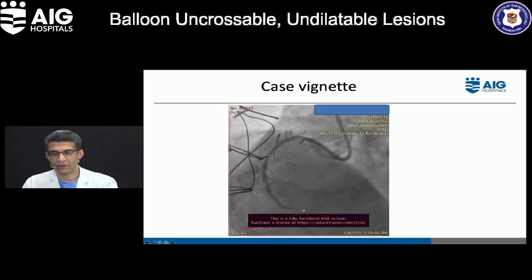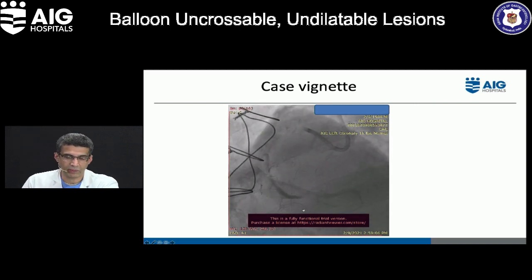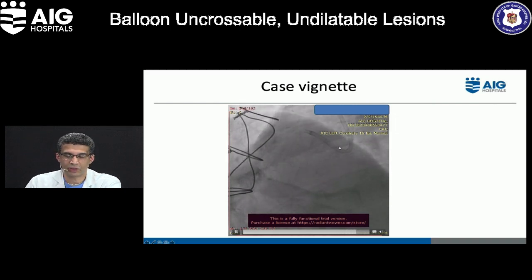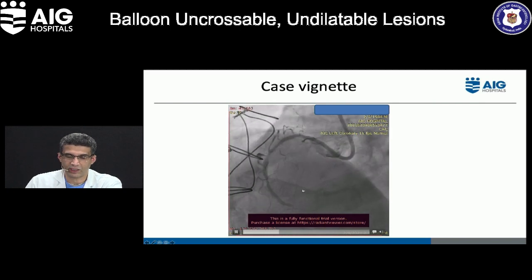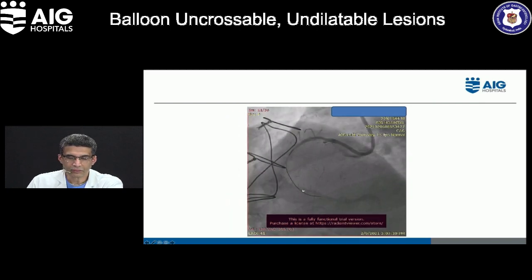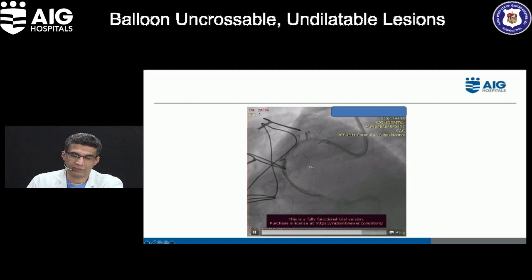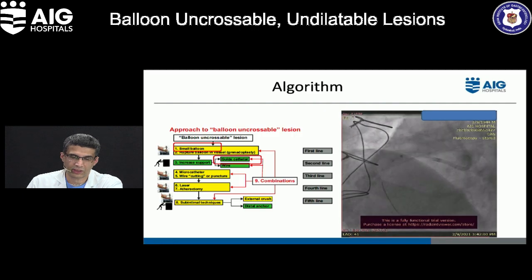Now let's come back to our case and see what happened to this case. So again, just to recap, we have excellent support, a femoral AL1 guide, and we have a proximal uncrossable lesion and a distal CTO. So we used a 1.25 mm balloon, a 1.5 mm balloon. We thought probably there might be a problem with the wire, so let us exchange it for a heavy duty wire. So we wanted to pass a microcatheter. Even the microcatheter was not crossing.